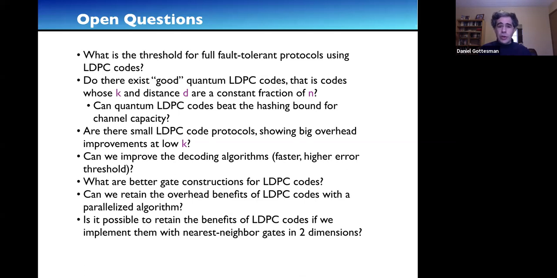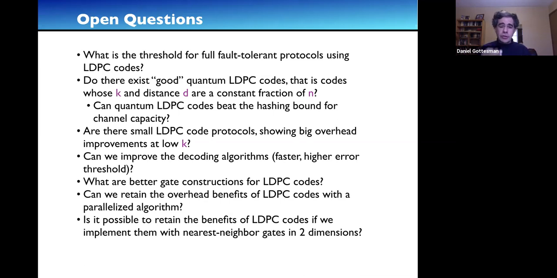Another question is decoding algorithms. We would like to make them faster, of course. The current one is fast. It's not too bad. It has this single-shot property where you don't have to measure the syndrome many times, but it probably could be made faster, and it can be improved in terms of the error threshold. One of those papers that I mentioned was doing that by combining it with some belief propagation ideas.